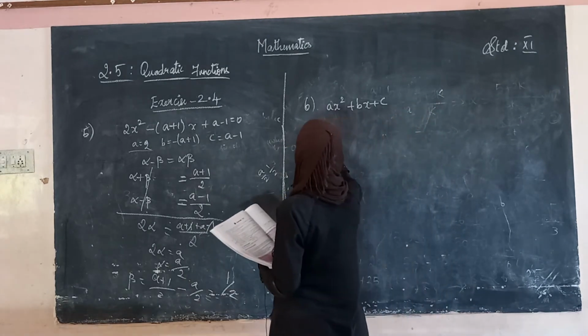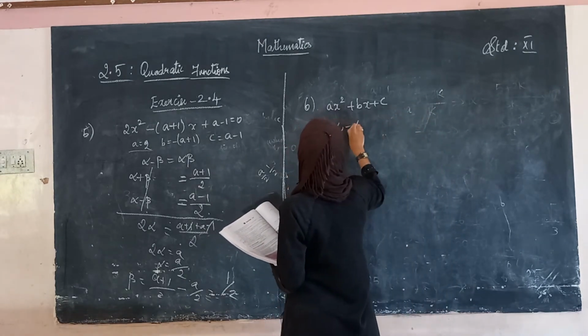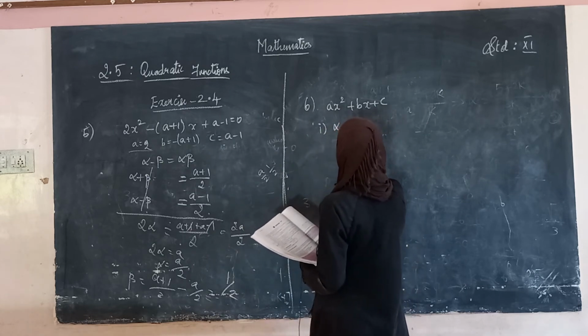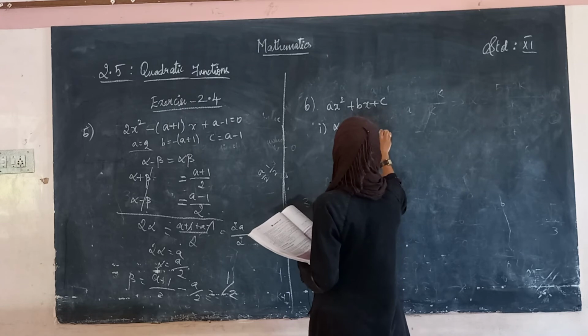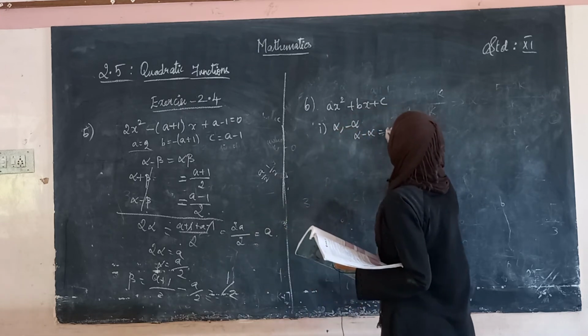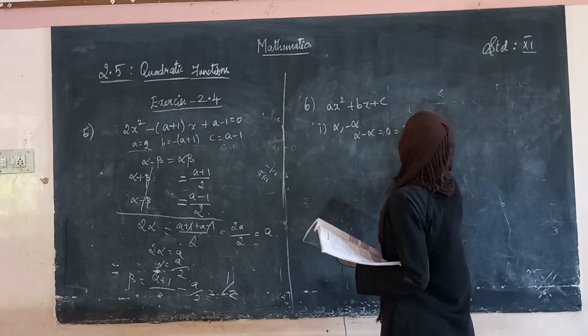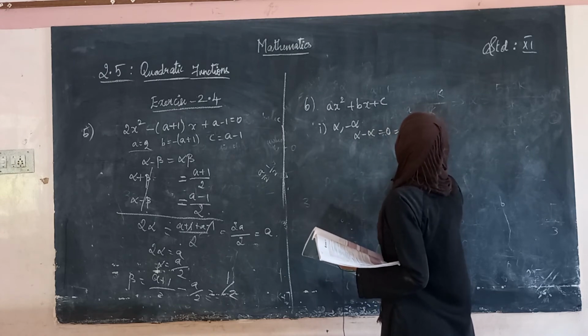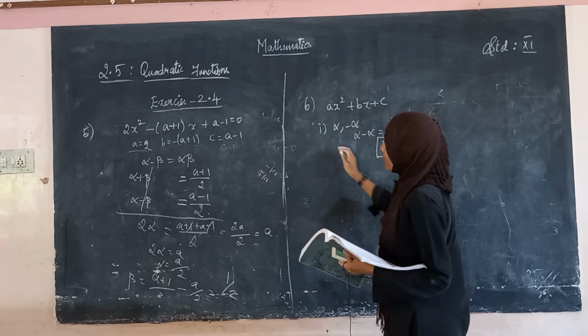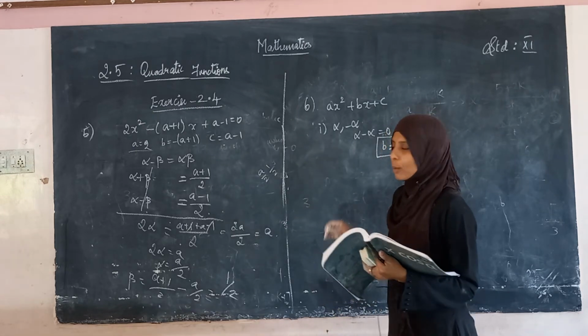Therefore, the two roots will be alpha comma minus alpha. What is the sum? Alpha minus alpha is equal to 0. Okay, alpha minus alpha is equal to −b divided by a. Okay, so b is equal to 0. This is the condition for the first one, that is, when one root is the negative of the other.